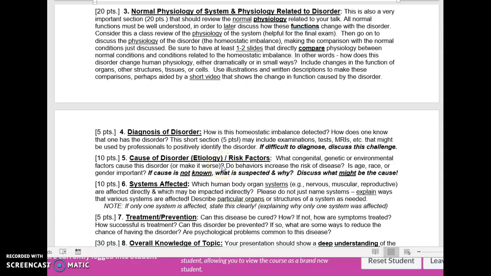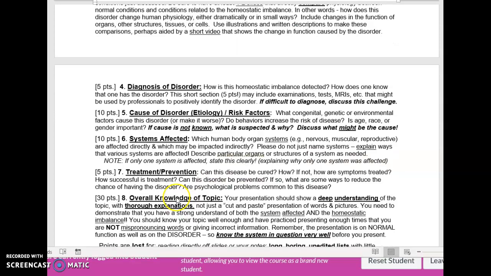But please don't just write that. We don't know. You're going to write what we think might cause the disorder. Along with that might be risk factors, like what kinds of things people do that make them more likely to have the disease. Systems affected you will also not see by Googling. You have to just think about it.